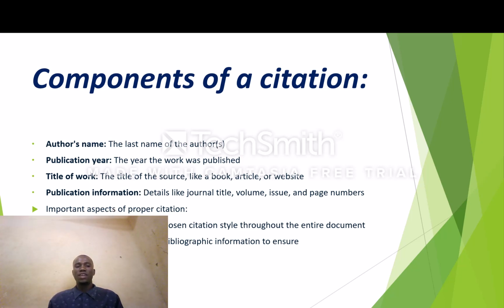They are saying that adhering to the chosen citation style through the entire document. Are you consistent enough? Have you used APA format enough? Have you used MLA? Those are what they will check about. And then the accuracy, double checking all the bibliographic information. So this one helps to avoid what is called plagiarism.